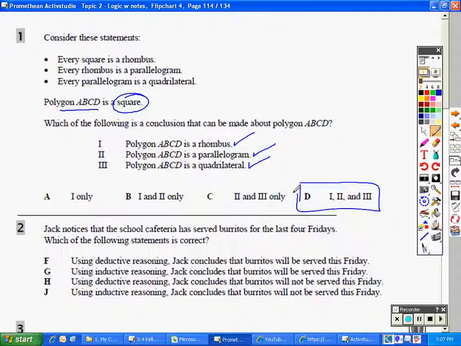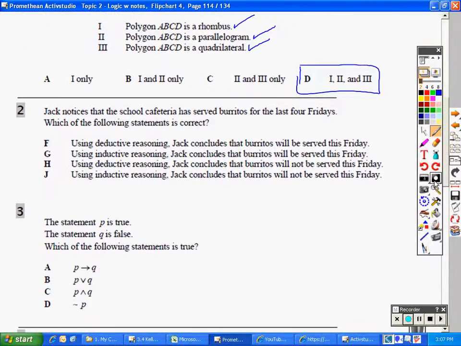All right, let's look at number 2. Jack notices that the school cafeteria has served burritos for the last 4 Fridays. Which of the following statements is correct? Well, first of all, before I even look at the options, I'm going to come up with a thought right here. We're noticing something. We're noticing a pattern that has occurred. That it served burritos for the last 4 Fridays.